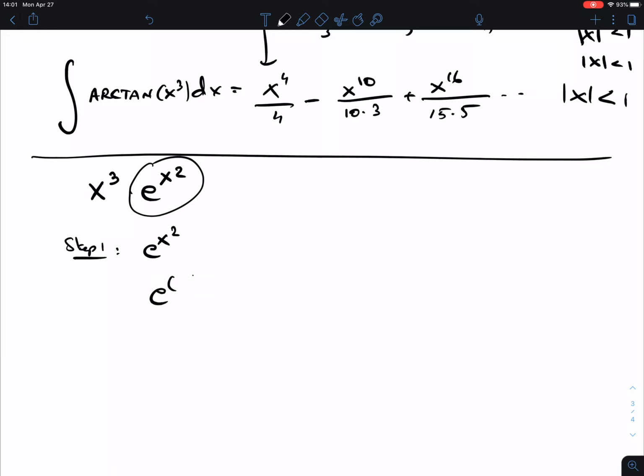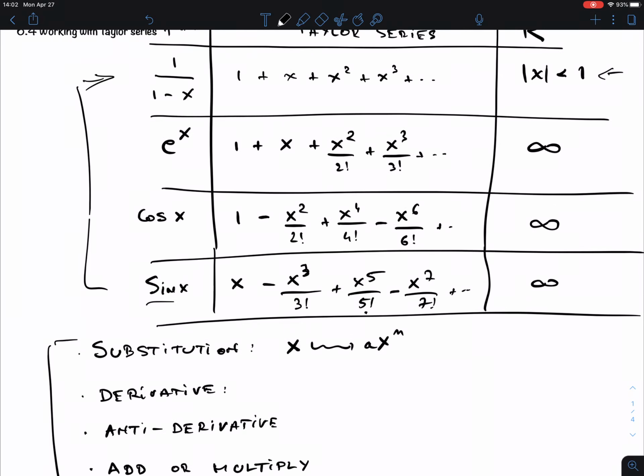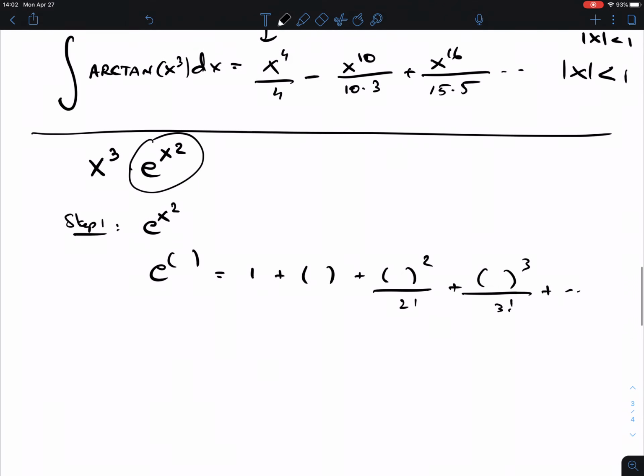We have e to the power x is 1 plus 1 x plus x squared over 2 factorial plus x cubed over 3 factorial plus, again, I get this from my table here. But instead of x, I write parentheses, and in there we plug in x squared. I'm doing it one more time so that you see what happens.